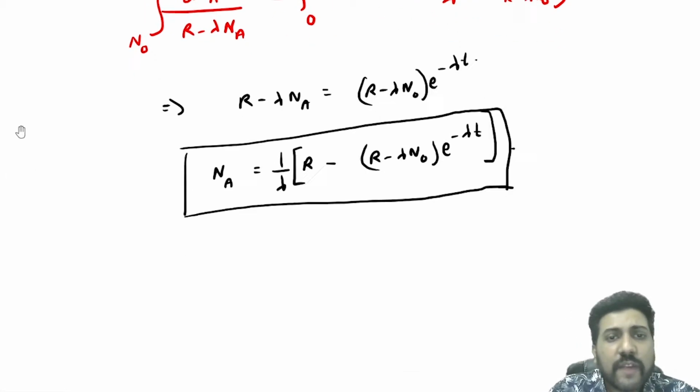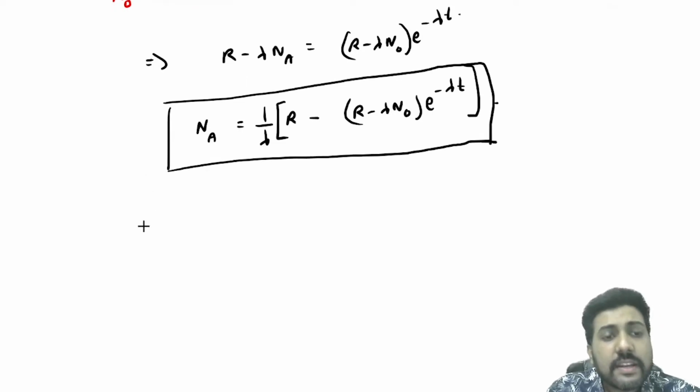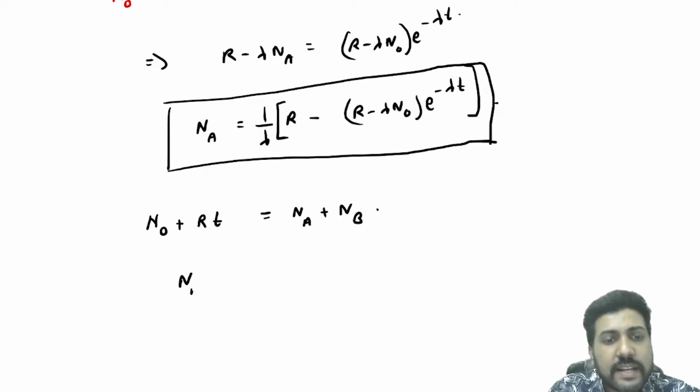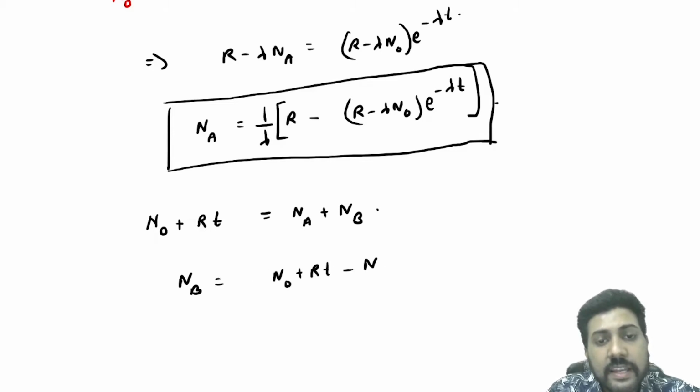Now if you want to find the value of Nb, then you know that the total number of nucleus at any time will be n naught plus Rt. So n naught plus Rt has to be equal to Na plus Nb. So from this you will get Nb is equal to n naught plus Rt minus Na.